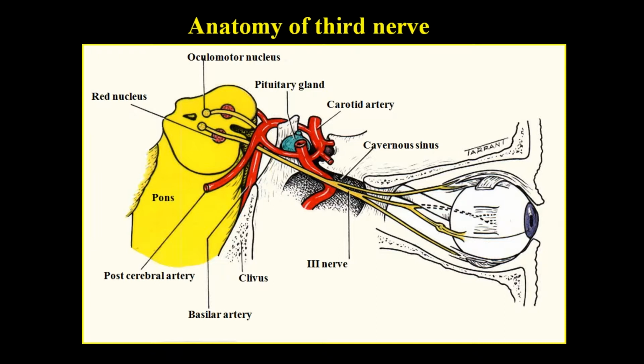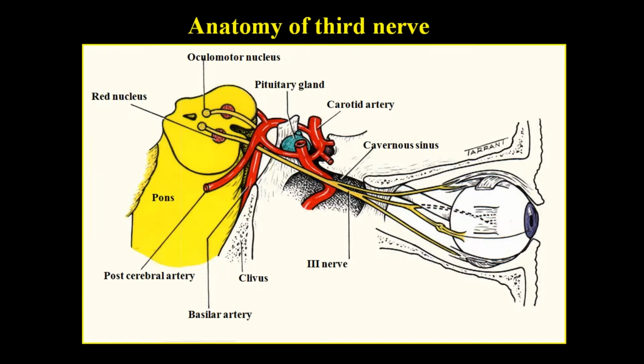When a patient with third nerve palsy comes to you, what features does he present with? He presents with the features of ptosis. Ptosis means drooping of the eyelid. Why is there drooping of the eyelid? Because there is loss of action of the levator palpebrae superioris. Levator means elevation.